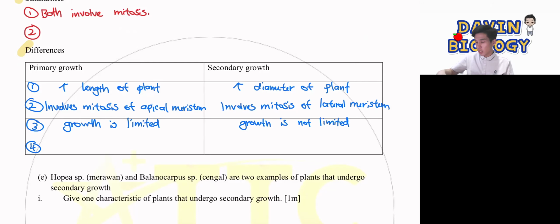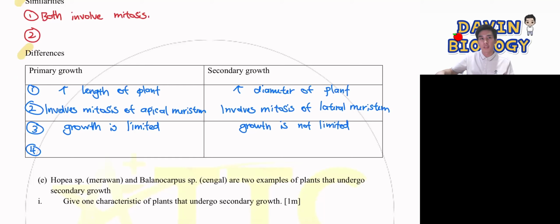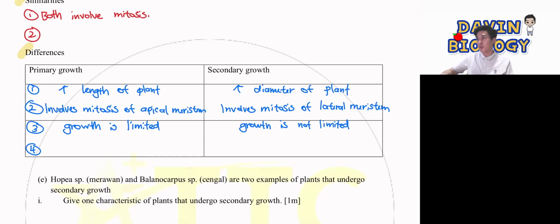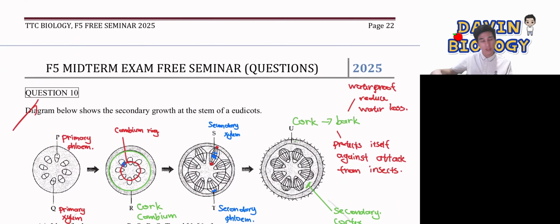Where we are, because you keep lagging. We are on page 24 of the seminar notes. We are doing primary and secondary growth. You can watch back the recording after that. I'll post the recording in our Google Classroom. I'll also post on my YouTube channel. Which question? Question number 10.